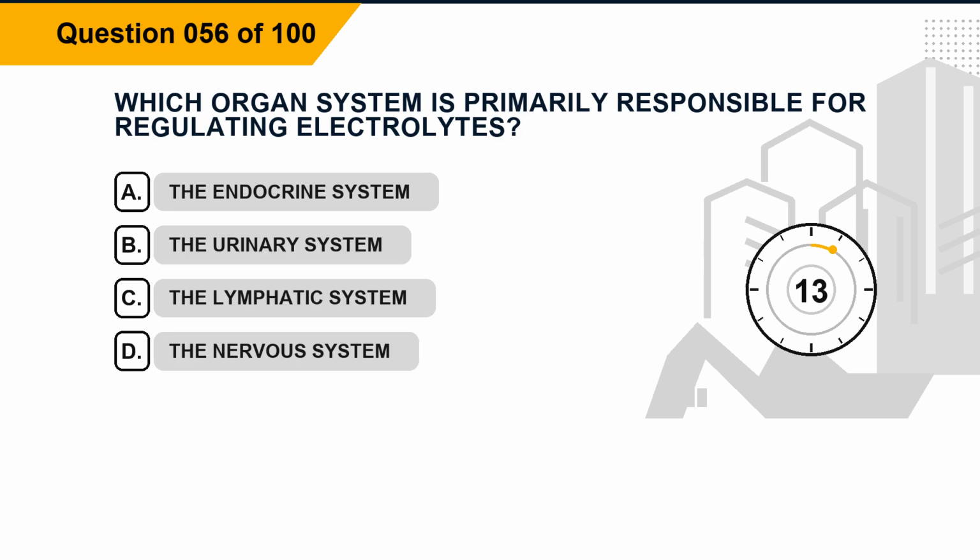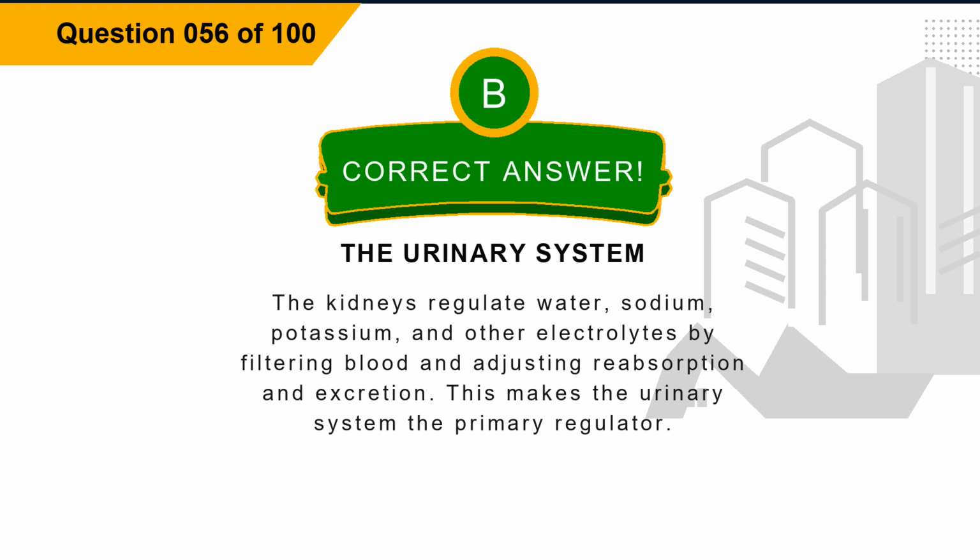Question 56. Which organ system is primarily responsible for regulating electrolytes? Option A. The endocrine system. Option B. The urinary system. Option C. The lymphatic system. Option D. The nervous system. The correct answer is option B. The urinary system. Explanation. The kidneys regulate water, sodium, potassium, and other electrolytes by filtering blood and adjusting reabsorption and excretion. This makes the urinary system the primary regulator.